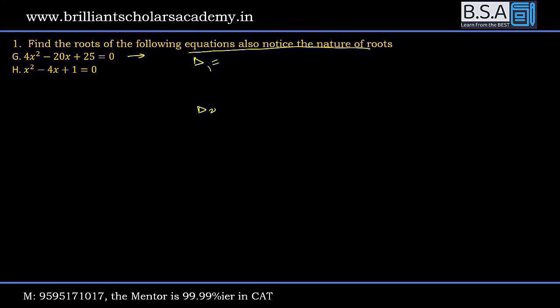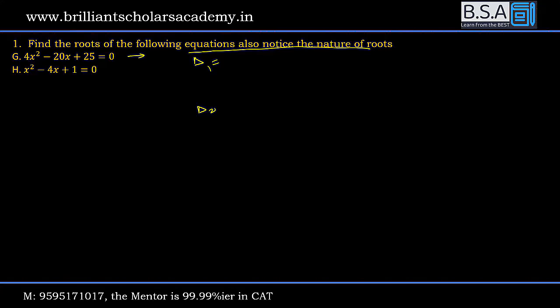So in this, if you notice, first one delta is equal to 0, so it is a perfect square. Second one, you see delta is positive but not a square. तो ये सिखाने के लिए क्वेश्चंस डाले गए हैं.